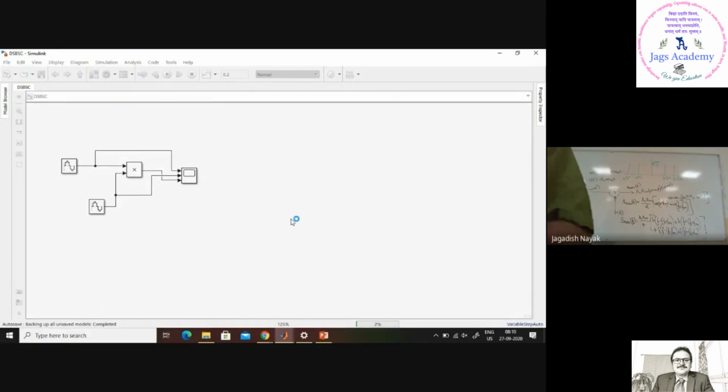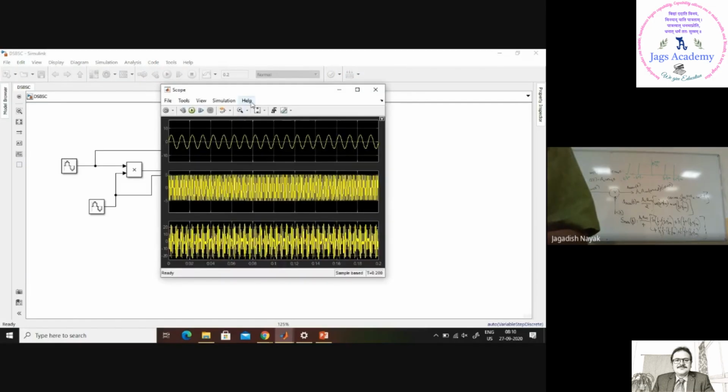I think it's doing it. Now simulation is done. It will say ready once it is done. See, it will say ready here. Now double click on this. Can you see this waveform?